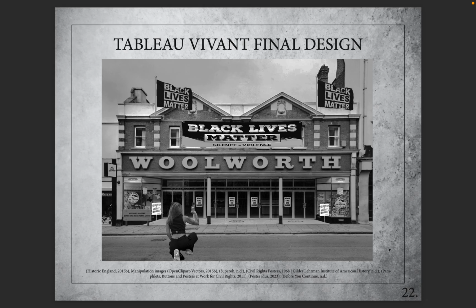storefront captures the essence of the era, where a significant protest took place and advocated for racial equality in a non-violent way. The arranged Tableau Vivant includes slogans and protest signs from the Civil Rights Movement era and the Black Lives Matter movement. By including both, it is a reminder of the ongoing struggle for racial injustice. These signs portray a demand for equal rights, justice, and an end to racial discrimination that categorize the civil rights movement.